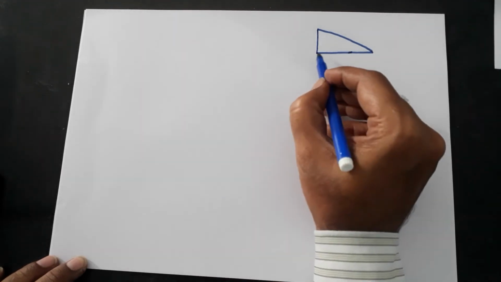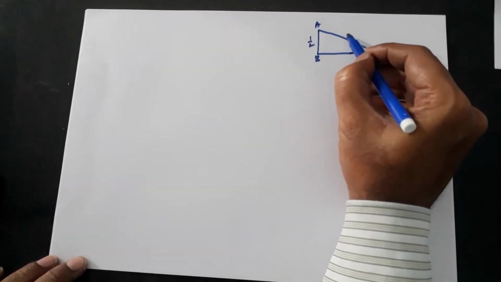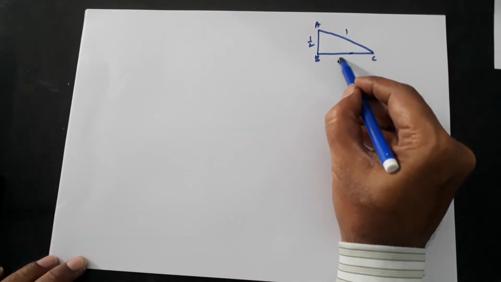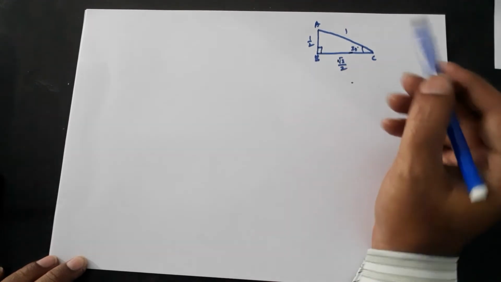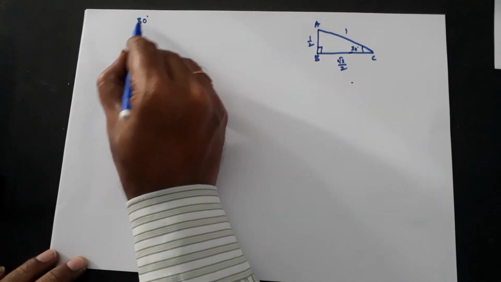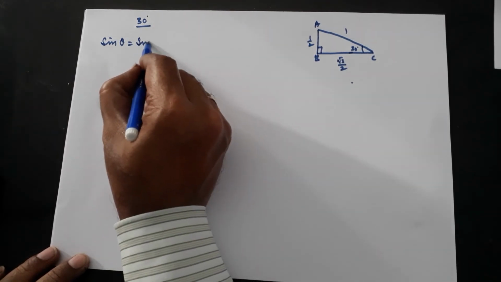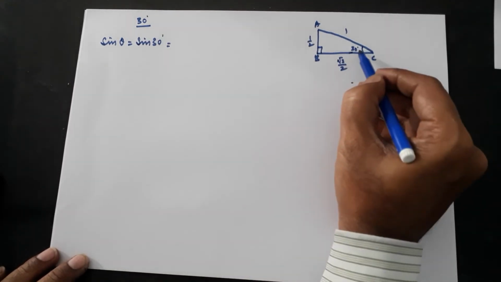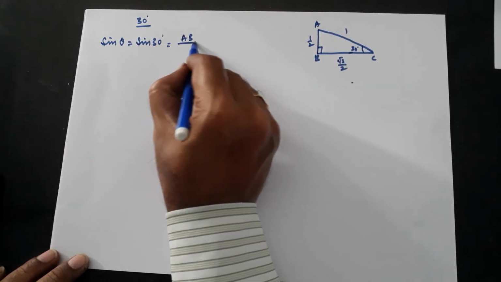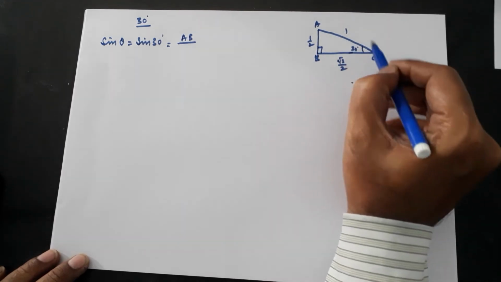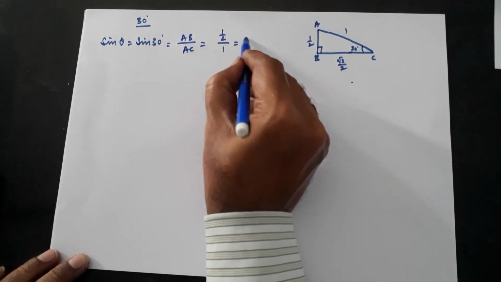Okay. This is BC, this is A. AB was 1/2, AC was 1 and BC was root 3 by 2, and this is 30 degrees, this is 90. So for the 30 degrees angle, what is sin theta, which is sin 30? Sin 30 will be opposite, which is AB, by hypotenuse, the longest side, AC. So it will be 1/2 by 1, which is 1/2.